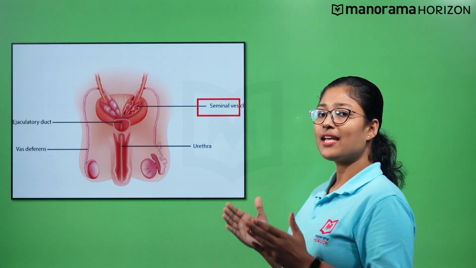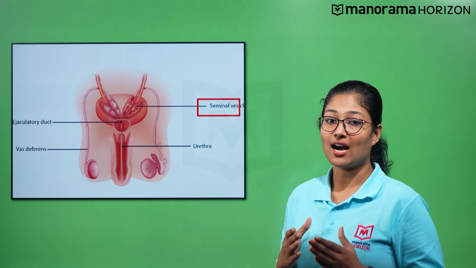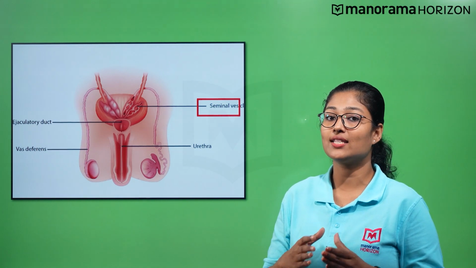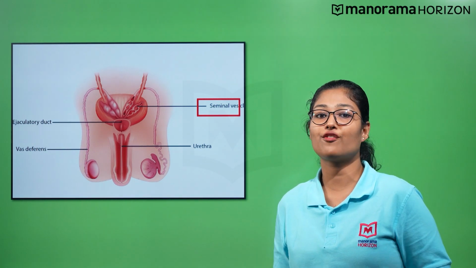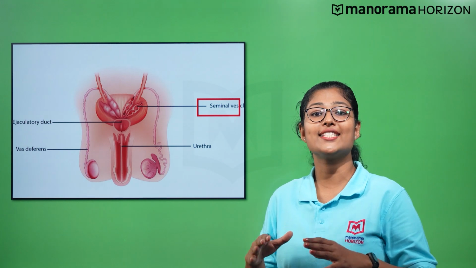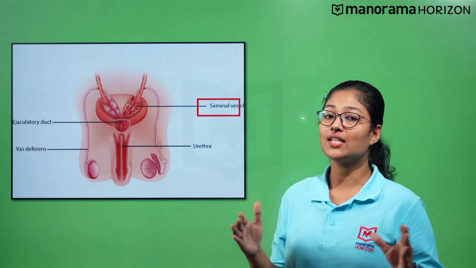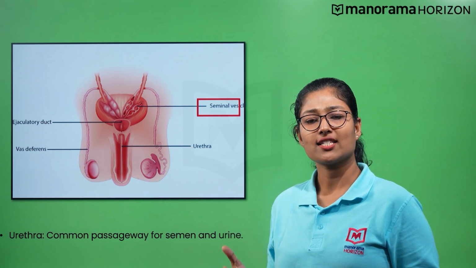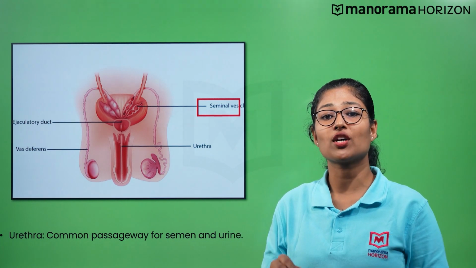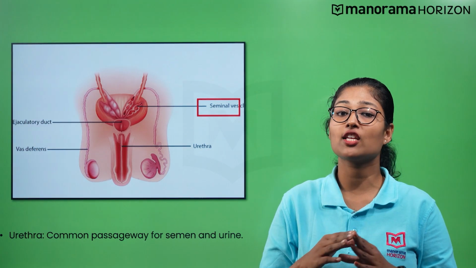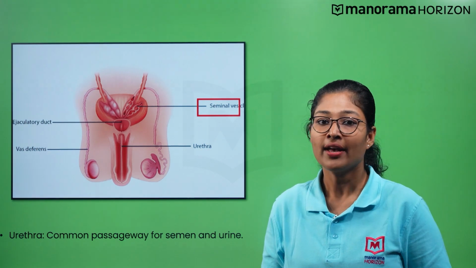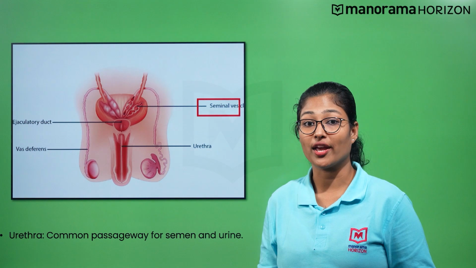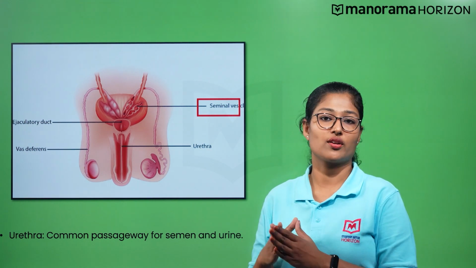The duct from the accessory sex gland, called the seminal vesicle, and the terminal portion of vas deferens join to form the ejaculatory duct, which then terminates in the urethra. Do you know that urethra is a common structure of the reproductive and the urinary system in males? It serves as a passageway for semen and urine.